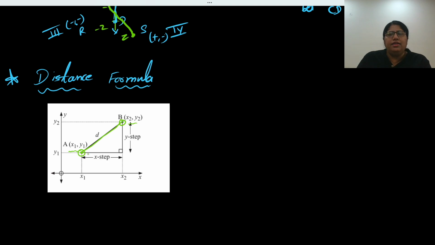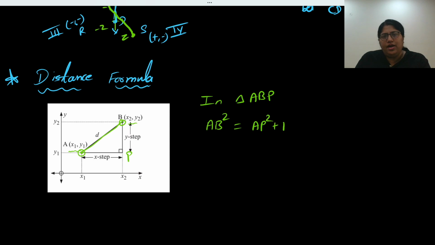So what I'll do here is make a right triangle. Whenever there is a right triangle, I can use hypotenuse square equals the sum of squares of the other two sides. If I write this point as P, then in triangle ABP, AB square, which is the distance between these 2 points, is going to be equal to AP square plus BP square using the Pythagoras theorem, right?